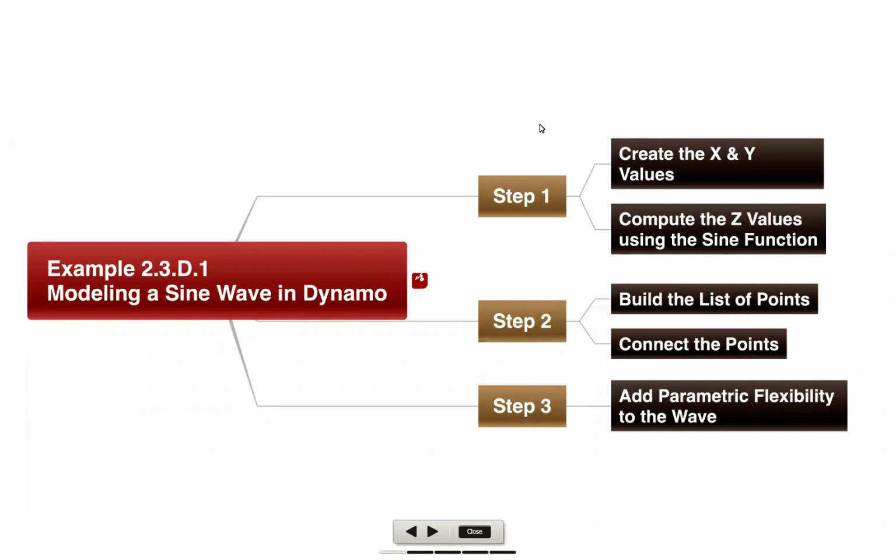So in this example, we're going to look at 3 different steps. First, we're going to create some different x, y, and z values that'll create a list of points that will connect together in the second step as a curve. And then in the third step, we're going to be adding a little bit of flexibility so we can manipulate that curve to really make a more pronounced sine wave.